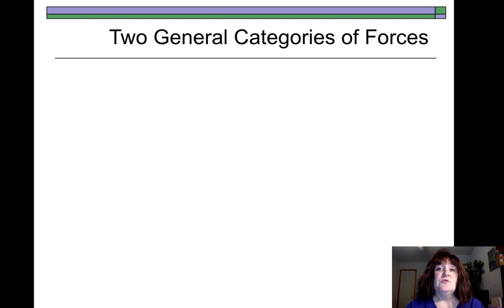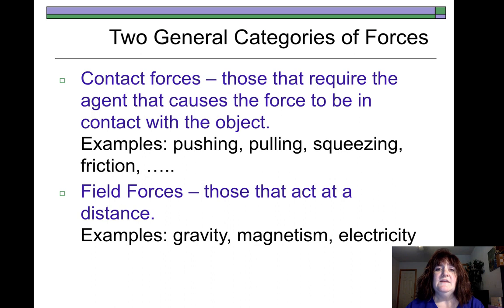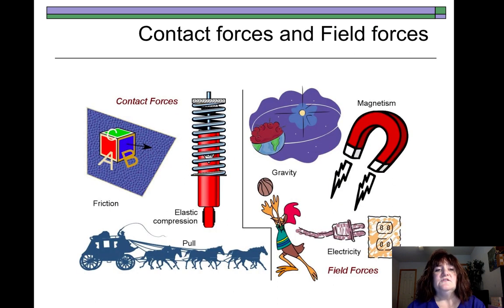There are two general categories of forces. Contact forces are those that require your object to be in direct contact with whatever is causing that force: pushing, pulling, squeezing, friction. And then you have field forces. Field forces are those that act at a distance, like gravity, magnetism, and electricity. So on the left are contact forces, and on the right are field forces.